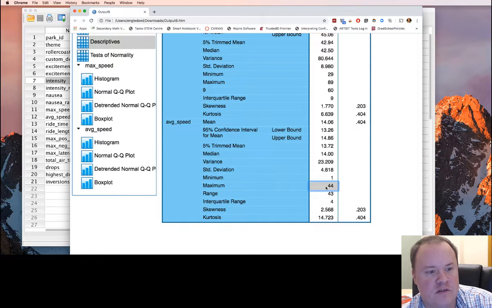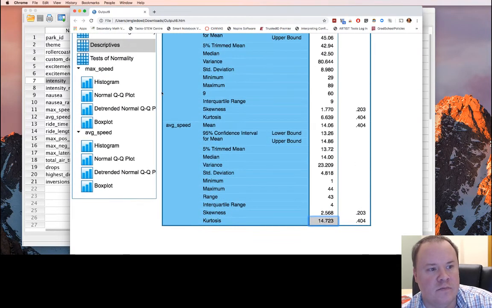And the maximum average speed is 44 miles per hour. Although for the average speed to be 1, that just seems impossible to me. But okay. Interquartile range is 4. So that's the middle 50% has a range of 4 miles per hour. And skewness and kurtosis, there are big issues. Both of those are beyond 2. Kurtosis is really big, which means there's going to be probably a pretty big peak at some point. Pretty steep incline.